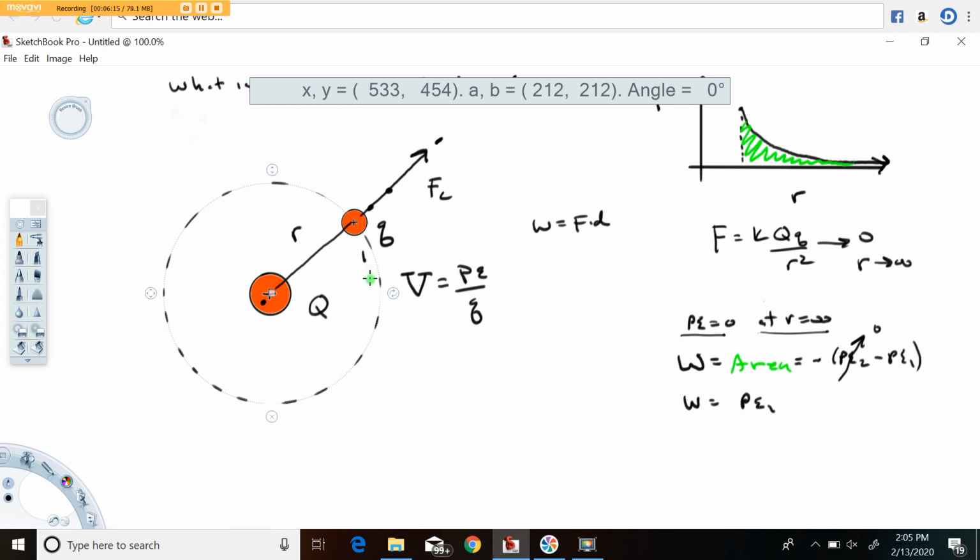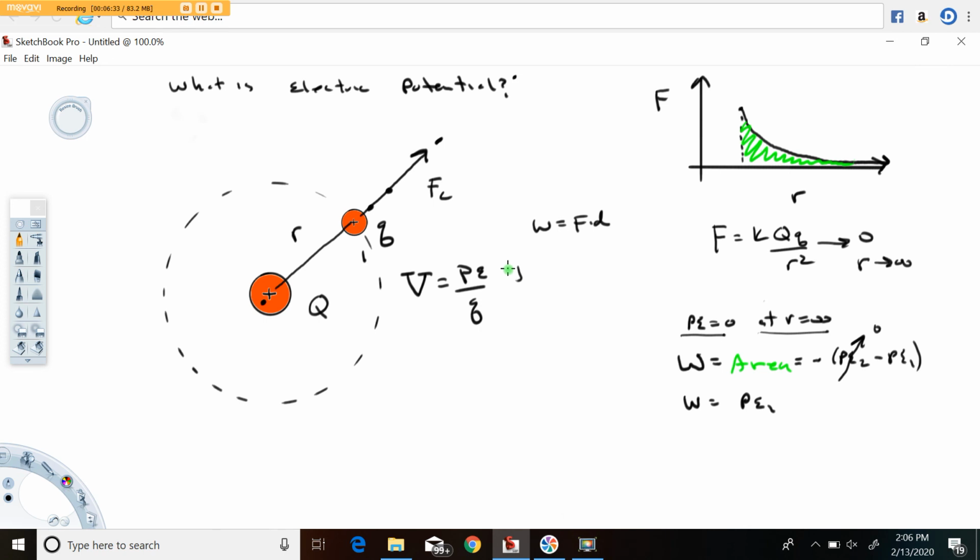Therefore, the potential energy of the system is the same for this charge anywhere on this circle. Now, that potential energy would be larger if this charge were larger, right? And for that reason, because we're looking for a property of only the space around this charge, this charge is divided out. So you take the potential energy, divide this charge out, and you get a number with units of joules per coulomb. And that's what electric potential is. It's potential energy per unit charge.